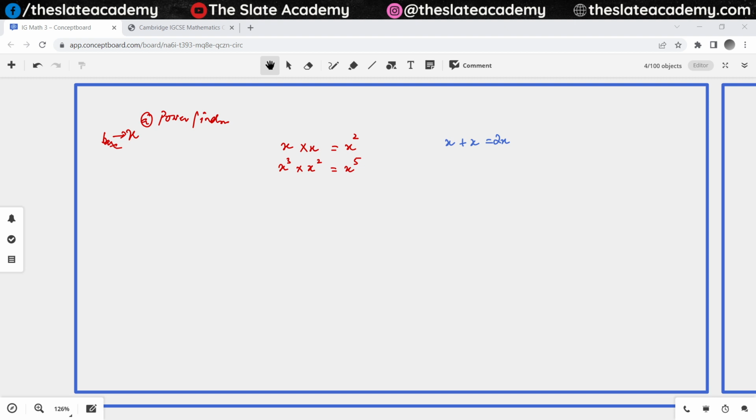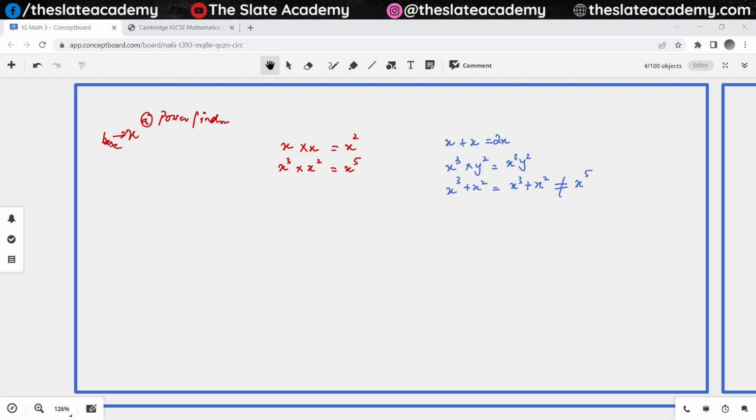Similarly, if I have got x cubed times y squared, the powers wouldn't add because the bases are different. So the answer for this one would be x cubed y squared. And if I were to add something, for example x cubed plus x squared, these two numbers wouldn't add, they would stay separate as x cubed plus x squared. And this is not equal to x to the power 5.